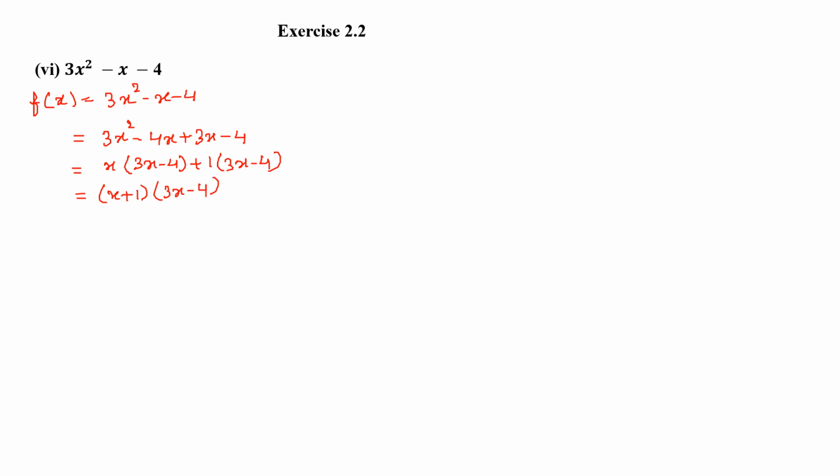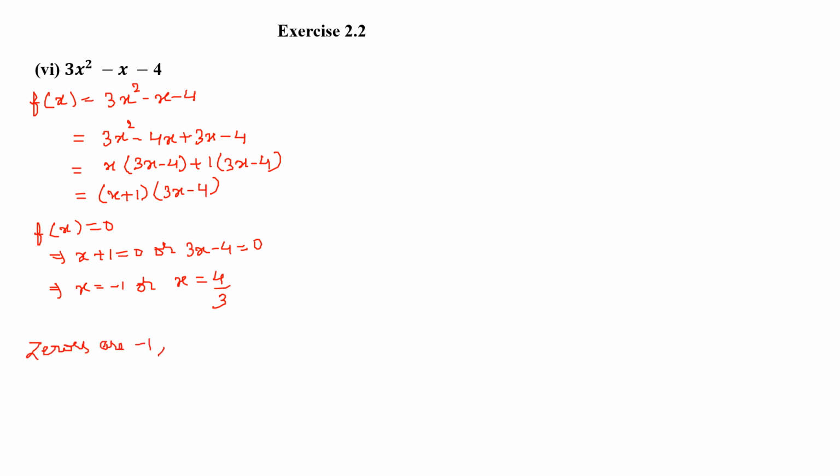Now I have to find the zeros of the polynomial. It means f of x should be equal to 0. And when will it be equal to 0? When x plus 1 equal to 0 or 3x minus 4 equal to 0. So the value of x is equal to minus 1 or x equal to 4 by 3. So zeros are minus 1 and 4 by 3.